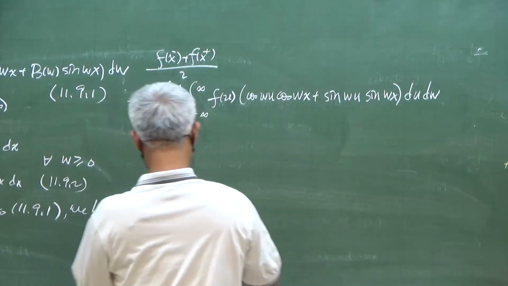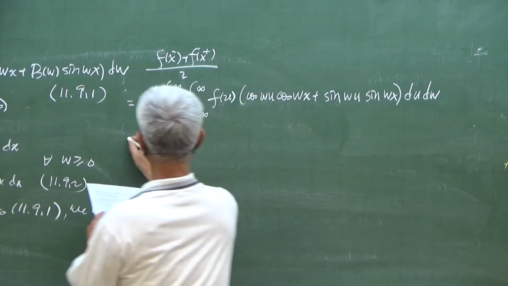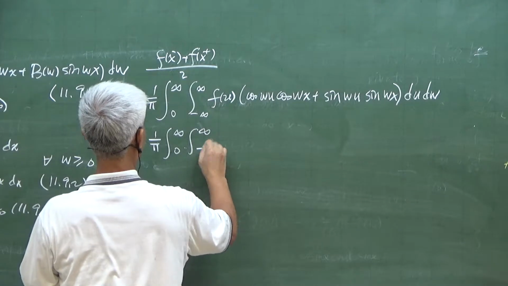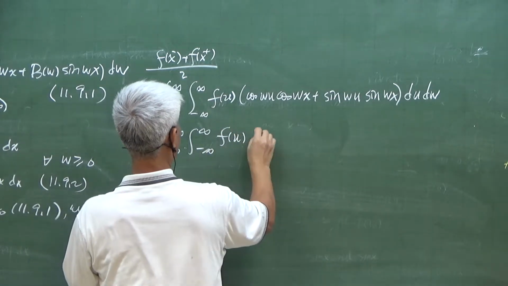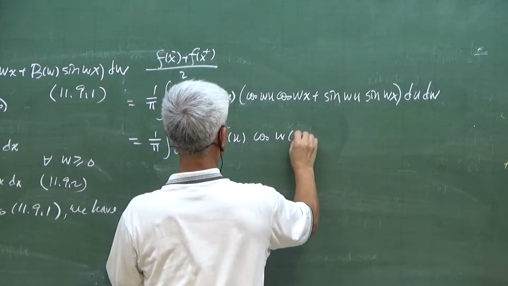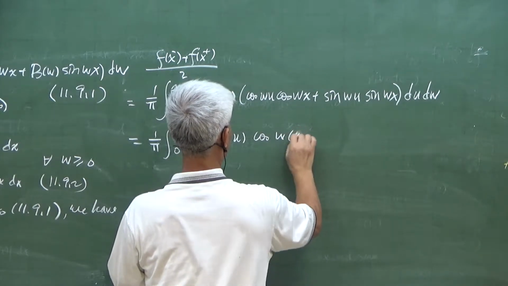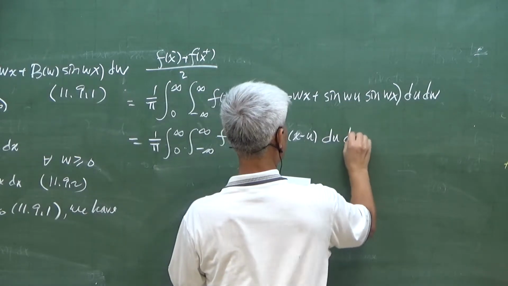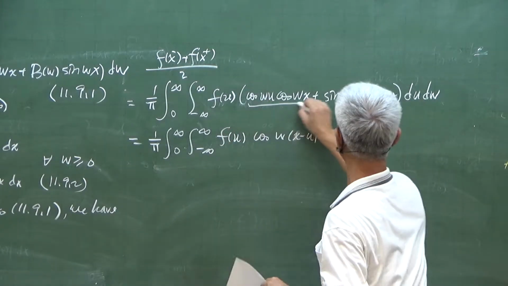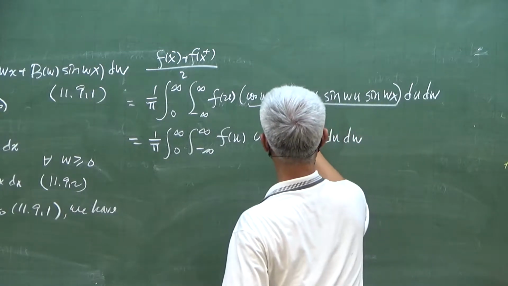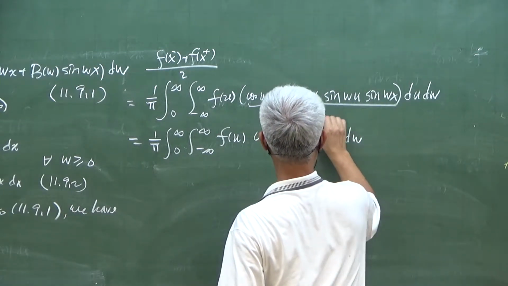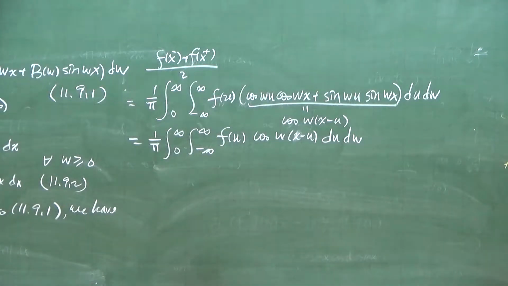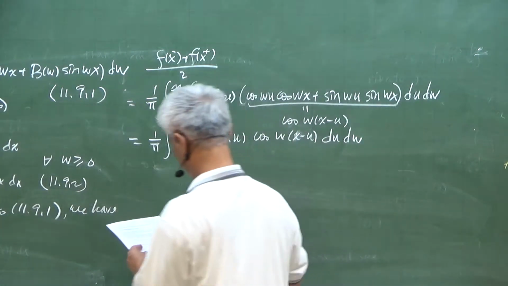And so we have cosine w(x minus u), du dw. Combined together, this is equal to cosine of w times (x minus u), and we have that.